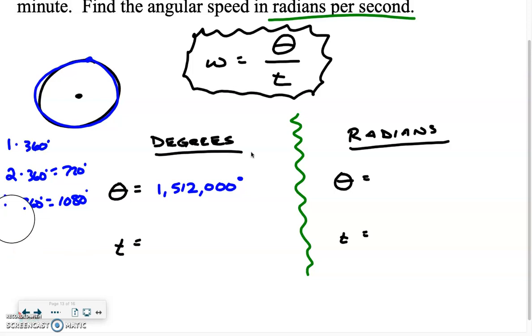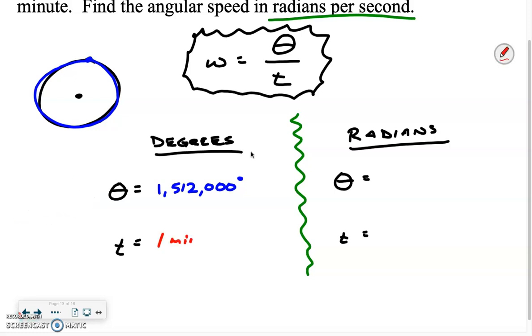Now, time. If we're thinking, yep, time takes us 1 minute, 4,200 revolutions per minute, yes, I agree, but our target, as we can see, is radians per second. So instead of calling this 1 minute, we want to be certain to talk about this time in relation to 60 seconds. So now that we have theta and time, we're going to plug into our formula.